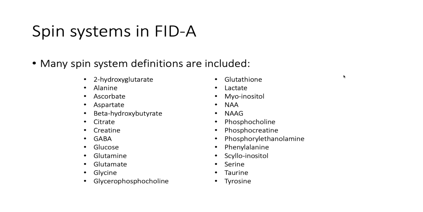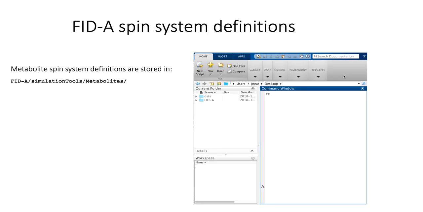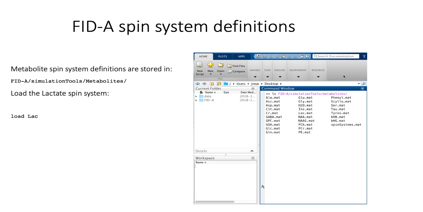So FID-A is equipped with a list of metabolite spin systems that's built in, and each one of these metabolites has a set of chemical shifts and coupling constants to describe it, and that we can use to simulate it. So let's have a look at these. If we go to the simulation tools directory within FID-A and slash metabolites, you can see a list of .mat files, and these contain the spin system definitions for each metabolite that's stored inside FID-A. And let's look at the lactate spin system, for example.